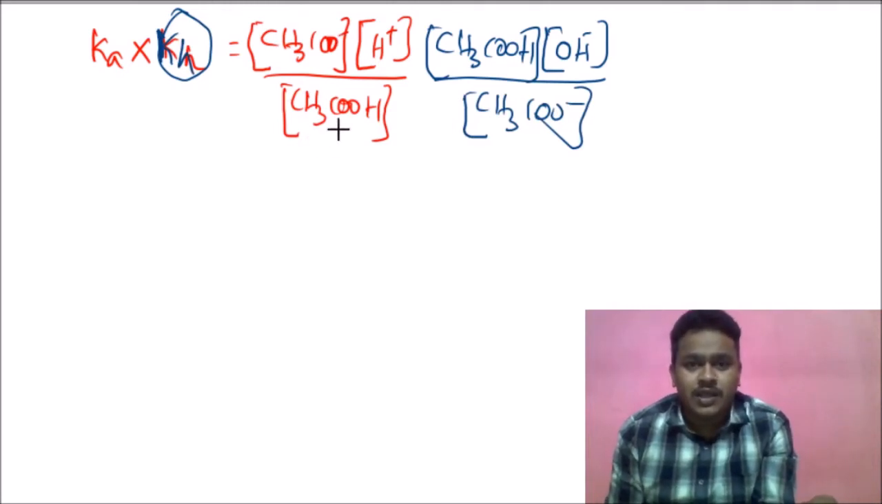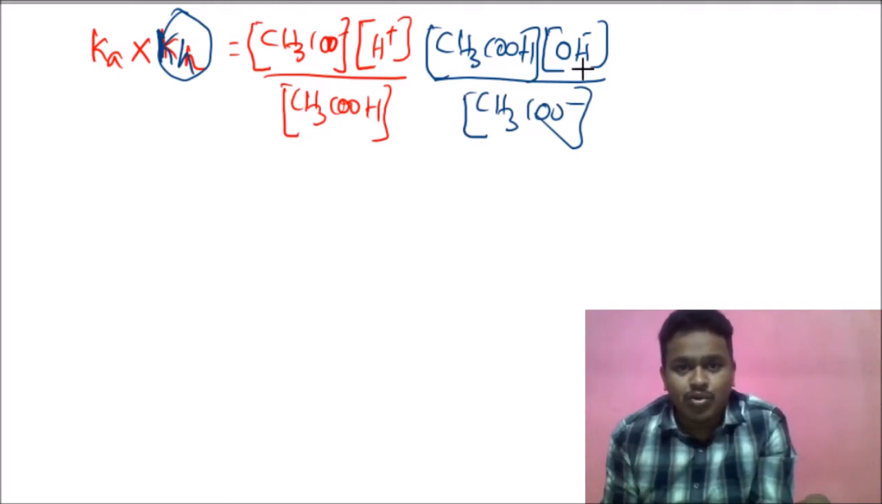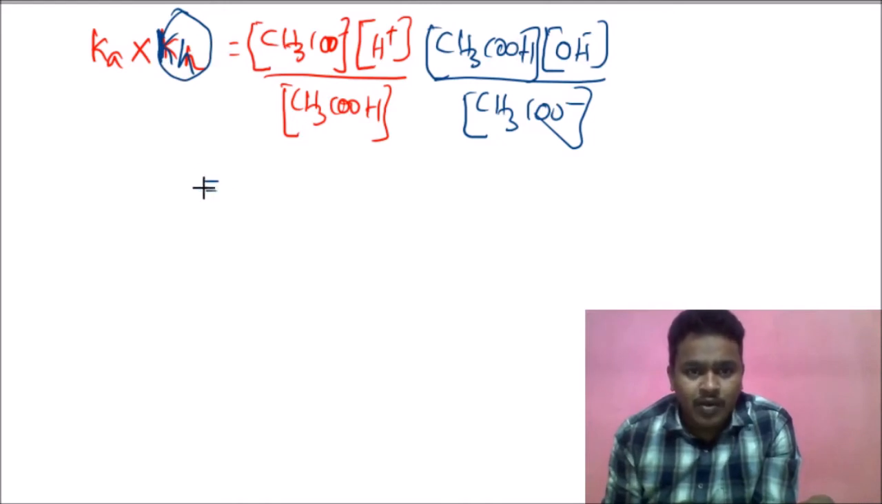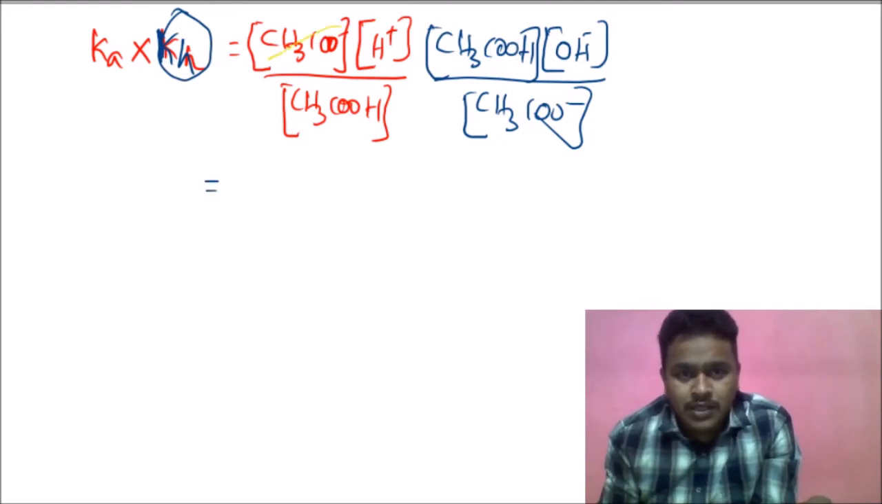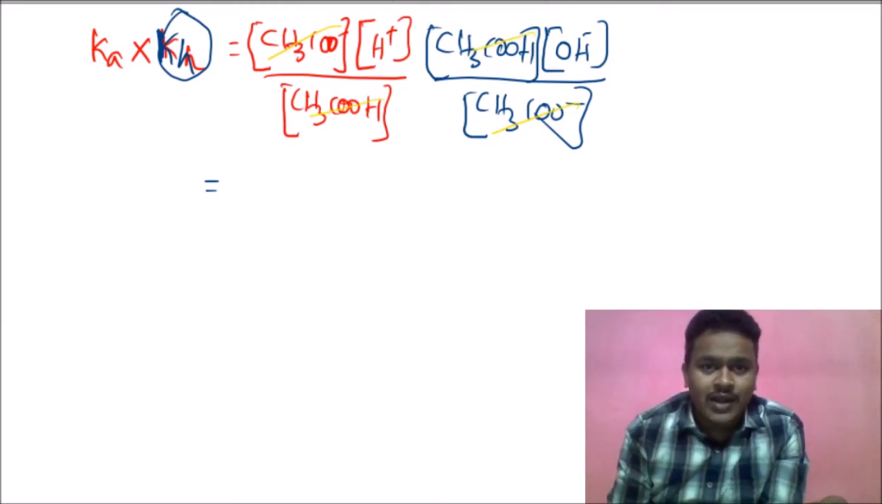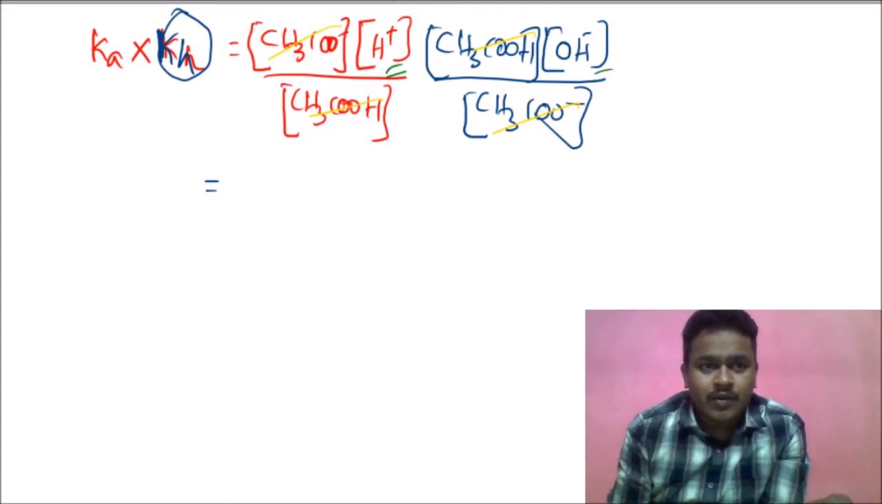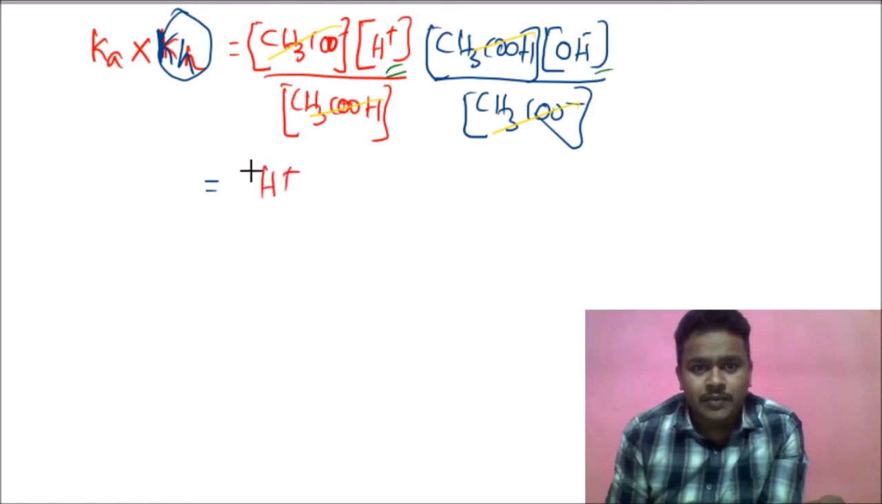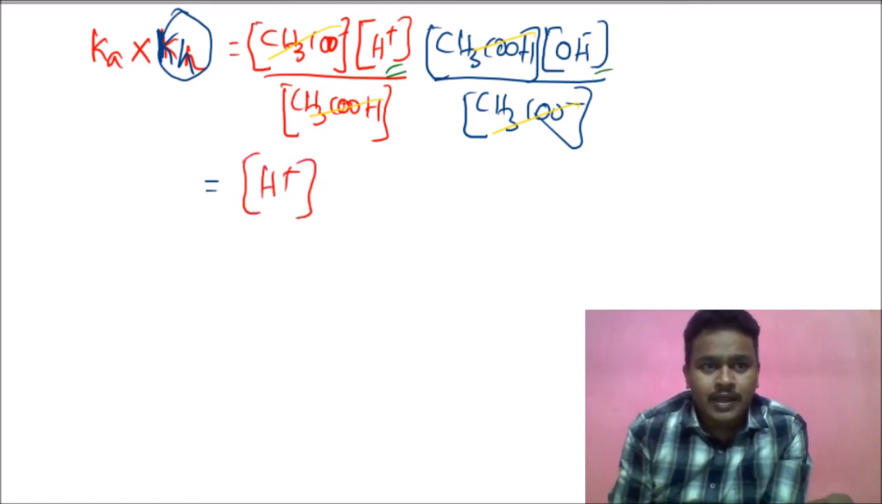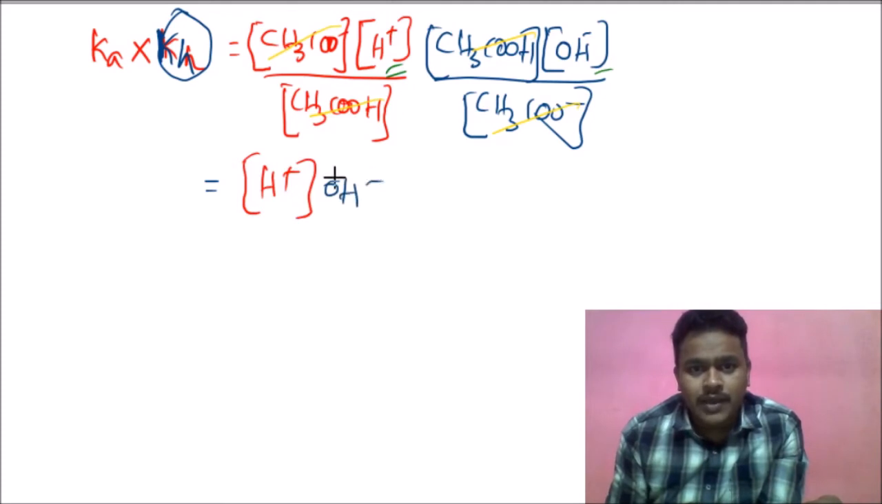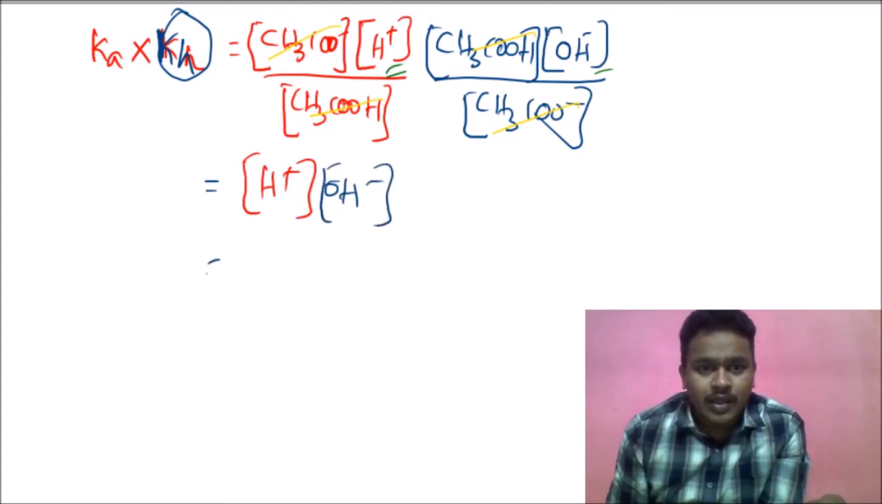Ka expression is the red one, Kh expression is the blue one. Both I am going to multiply. What will come? When I multiply, this one and this one both get cancelled. What is remaining finally? H plus from this side remains, and here OH minus remains.